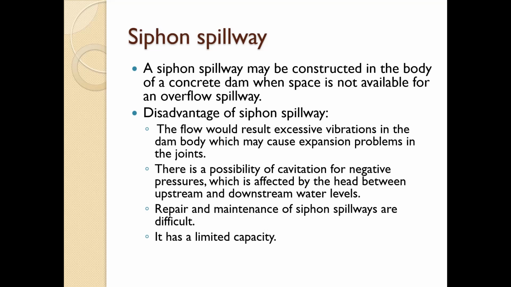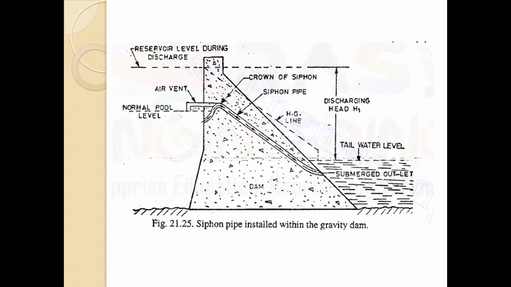The repair and maintenance of the siphon spillway is difficult, and it has a limited capacity because it is a kind of pipe-like structure. That's why it has a limited capacity. Here you can see the siphon pipe installed in the gravity dam. This is the air vent and this is the siphon pipe. So obviously it is a pipe structure and a closed conduit. That's why it has a limited capacity. So it has these disadvantages.